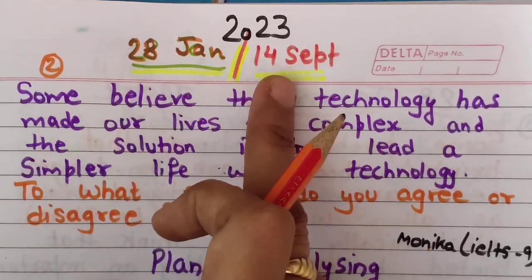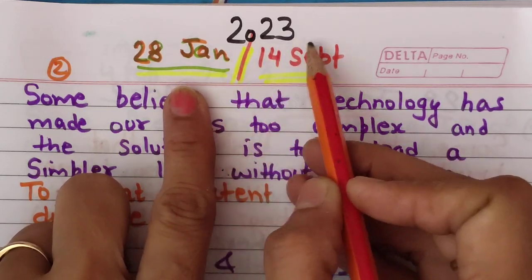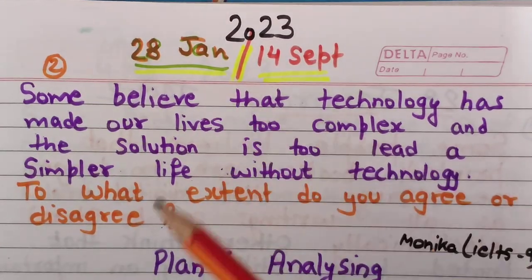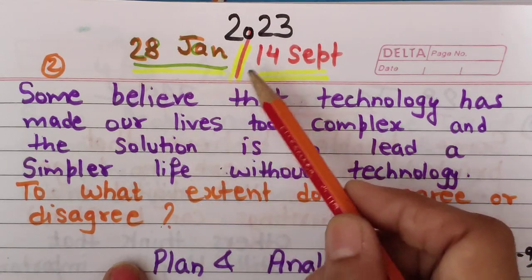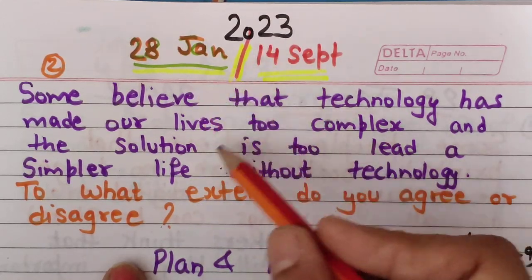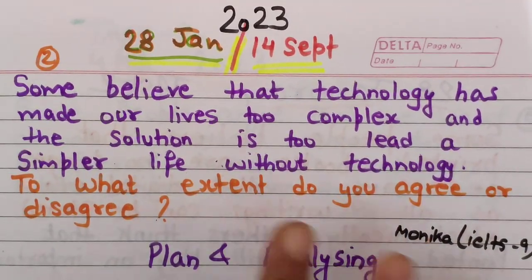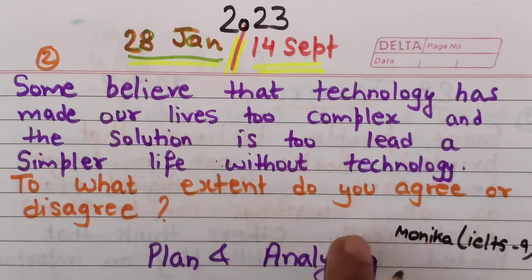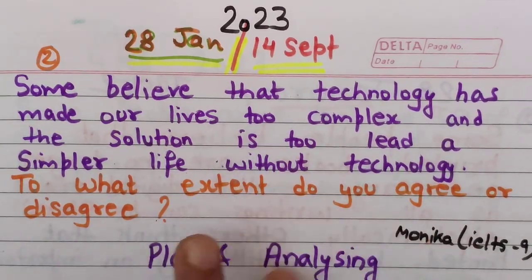Hi, can you see these two dates, 28 January and 14 September, both in 2023? This means that in the recent IELTS exam, yesterday's exam, this question was repeated a second time in the same year. But it doesn't mean that next week this question will be repeated. No, it is not possible. If you are from other countries, you can also practice this question, because it is coming in the exam and it can appear in your exam also.